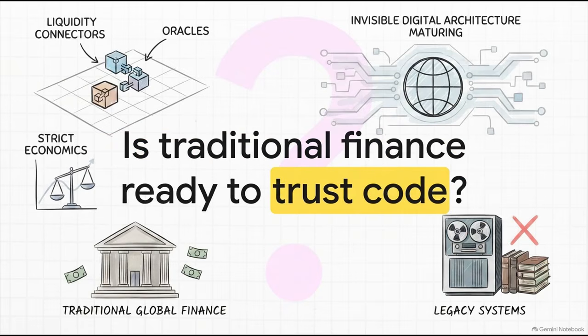So, we've unpacked the liquidity connectors, the oracles, the strict economics, and the totally unforgiving security demands of tokenized real-world assets. The blueprint is fully laid out, and the foundations are actively being built as we speak. But it leaves us with one massive, lingering question to end our explainer today. As this invisible digital architecture matures to handle trillions of dollars in real-world value, is traditional global finance truly ready to step away from legacy systems and completely trust the code?